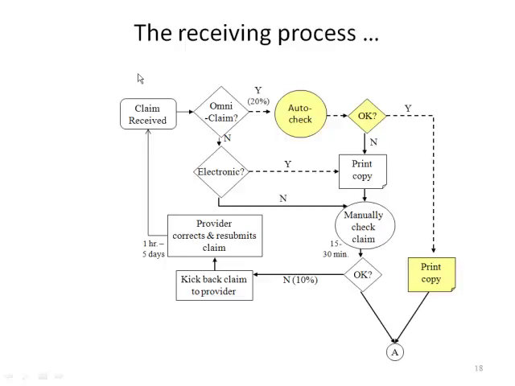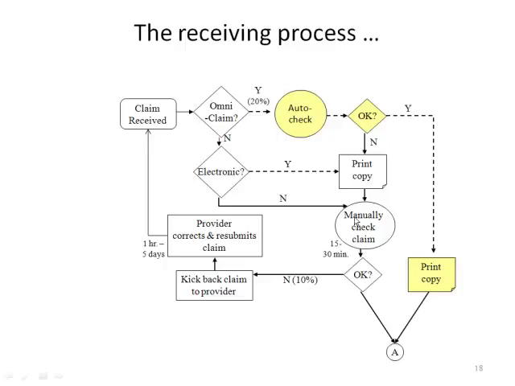Okay, so if we look at this, what's the time through the system? If it's a perfect claim coming through OmniClaim, then really the only time in the system is what it takes to print the copy. On the other hand, what if it's a regular claim coming in through the mail and we have to manually check it and it turns out to be okay? What's the minimum time through the system? Well, the minimum time is going to be 15 to 30 minutes.